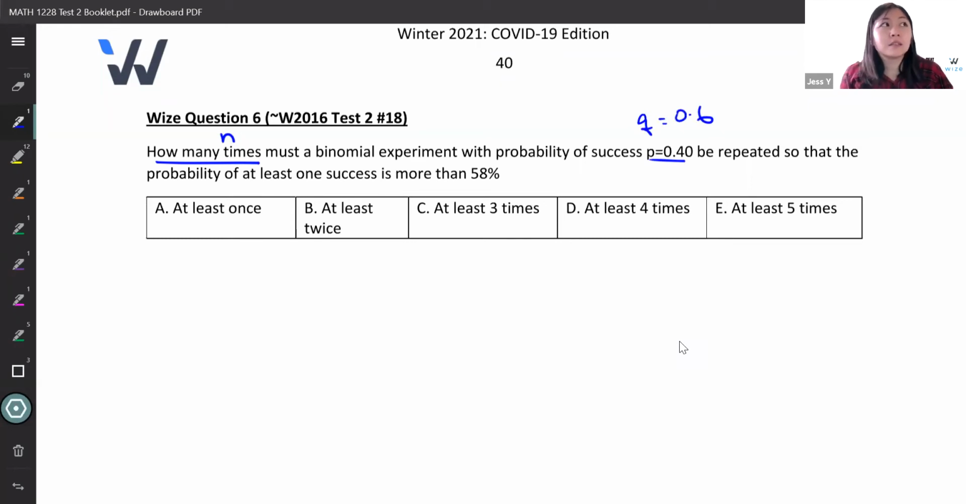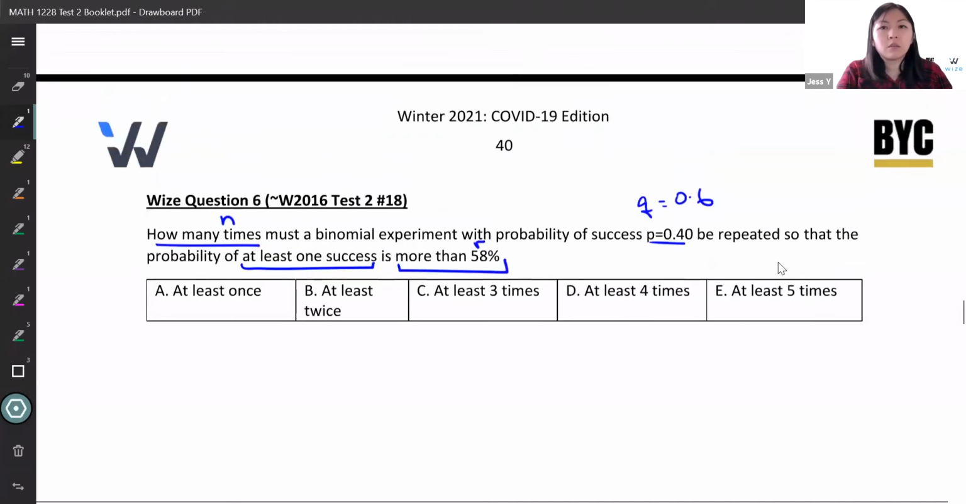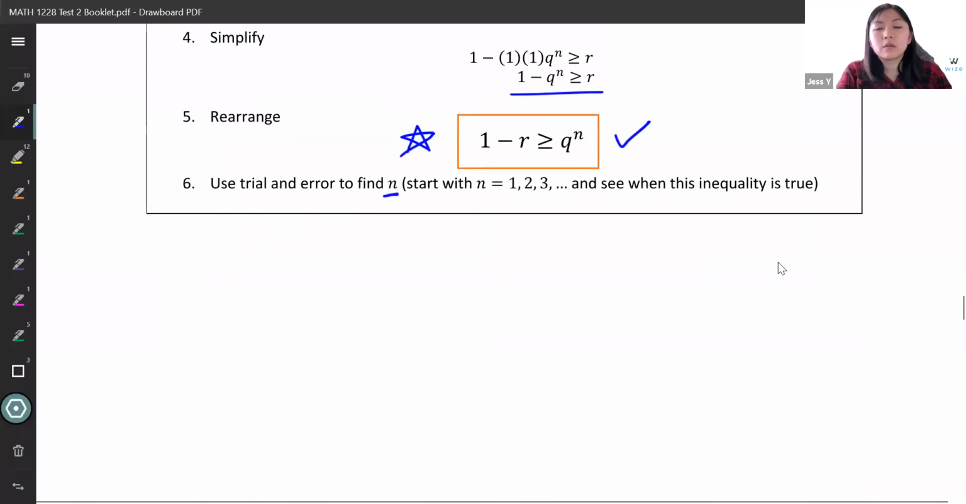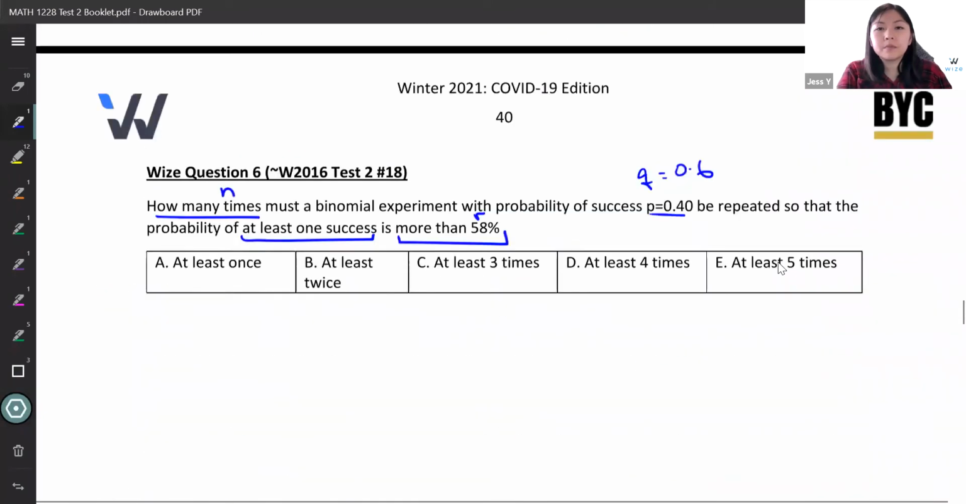So how many times does this experiment with probability success 0.4 must be repeated so that the probability of at least one success is more than 58%? So that's your R. Use your formula. When you know it's a find n question, use the formula. The formula here, just going to go back up: 1 minus R is greater or equal to Q to the power of n.